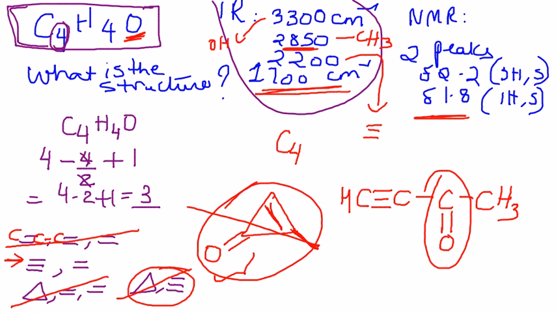I do have the C double bond O for the 1700. I do have the C triple bond C for the 2200. I have this methyl for the 2850, and I have the 3300 for the CH right next to the triple bond. And I said earlier that you could say that 3300 is OH, but realize there is no broad peak, so the options that I have are a triple bond CH or the OH.